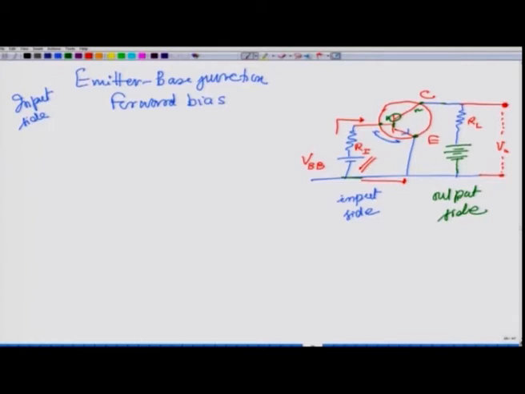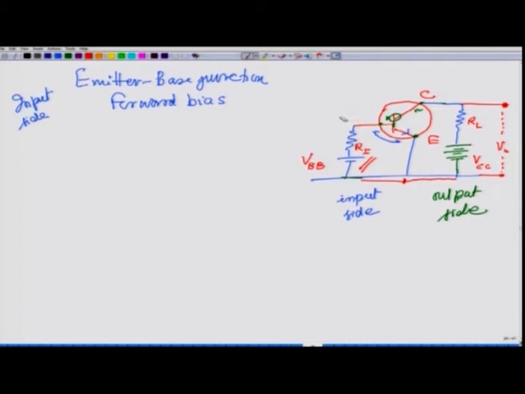On the other side, this battery is connected to the collector, and of course, one end is at that common emitter. This voltage is known as VCC, C for collector, here B for base.